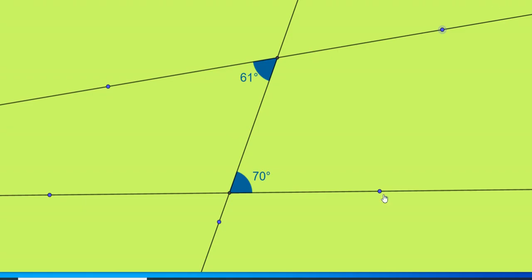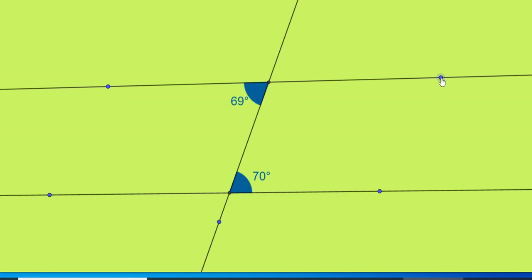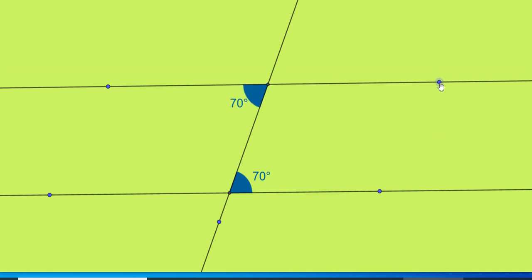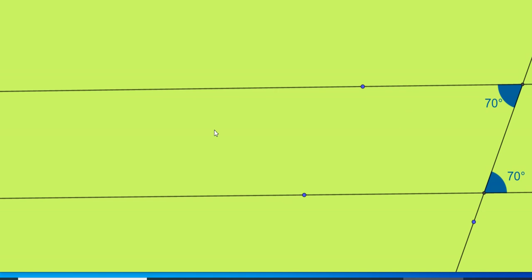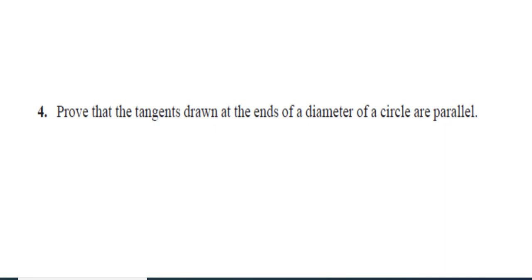Here are two lines intersected by a transversal, making alternate interior angles 61 degree and 70 degree. These two angles are alternate interior angles. Now, if the angles become equal, what happens to the lines? You can see these lines are parallel. So, when alternate interior angles are equal, you can say lines are parallel. Now let us solve this question.